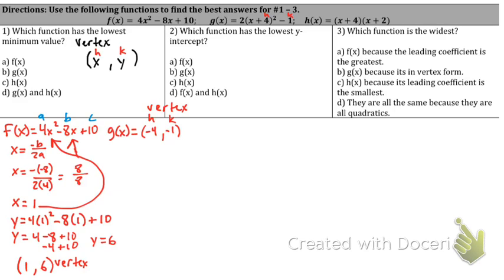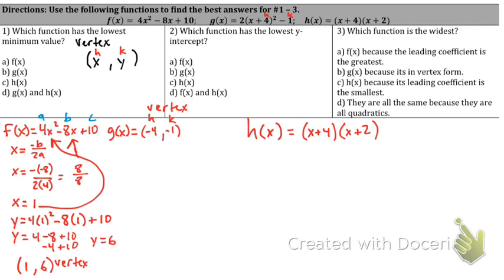Now we've got to figure out h of x. So h of x is in what is called intercept form or factors form, okay? So we have x plus 4 times x plus 2. There are actually two ways to do this, but I'm going to turn it into standard form so it could look something like this, and then I'm going to do this process for it, okay?